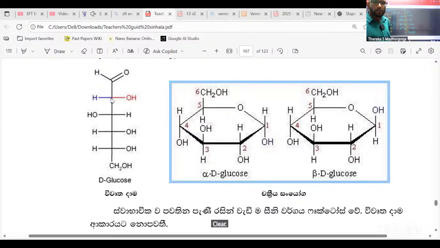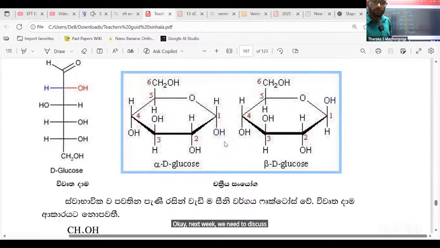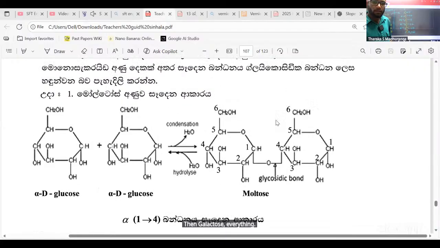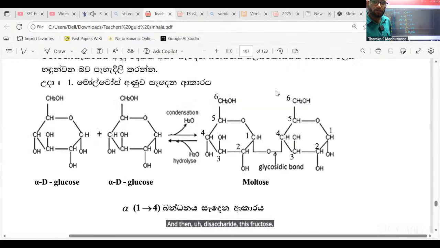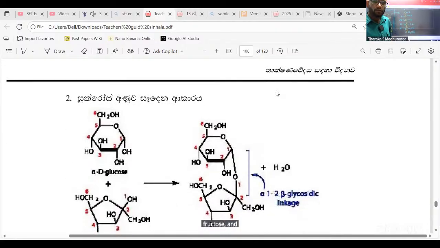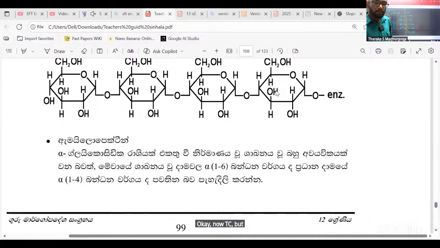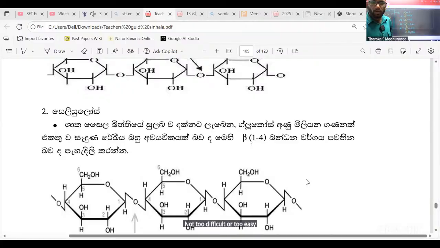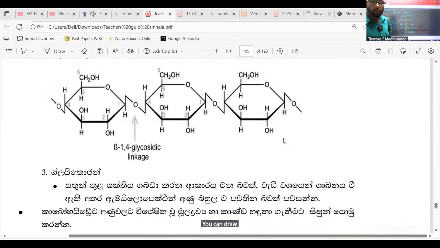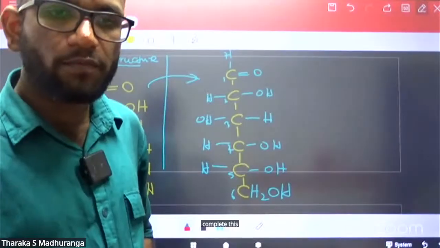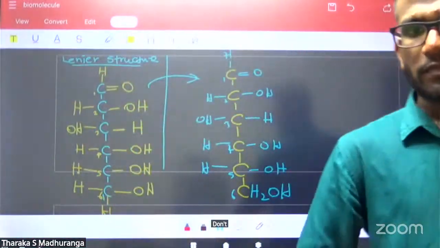These junctions are carbons. Don't think about them. Next week we need to discuss the circular 3D structures, alpha glucose, beta glucose, then galactose, everything, and then disaccharides, fructose, and sucrose. Not easy, but not too difficult either. If you covered it well, you can draw all these structures after you complete this carbohydrate part. Therefore, don't miss it.